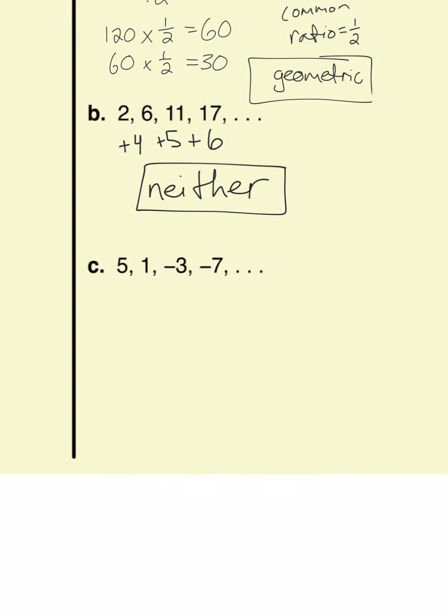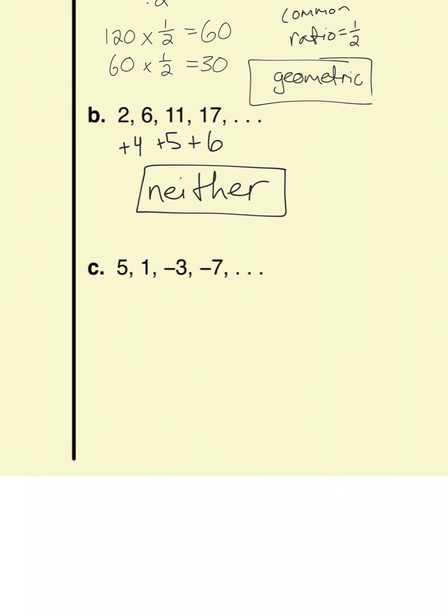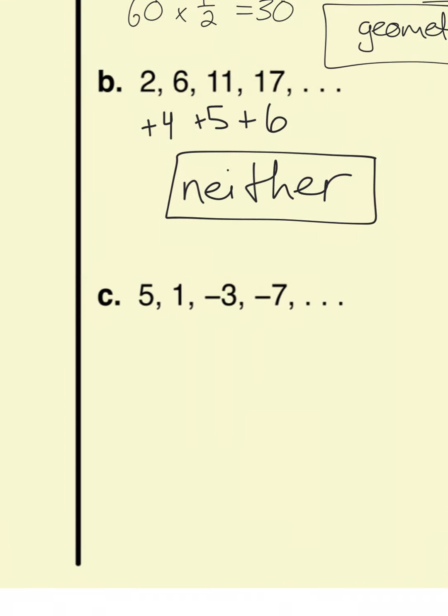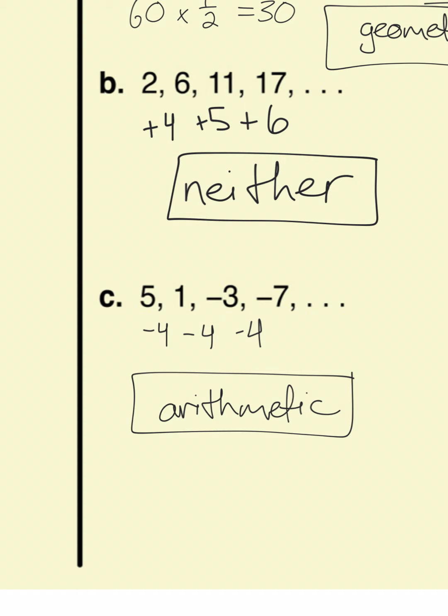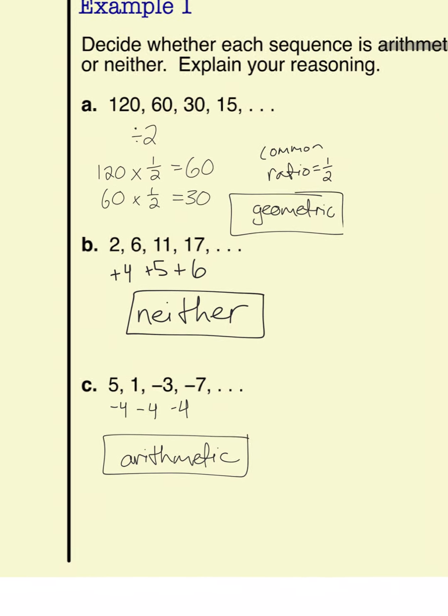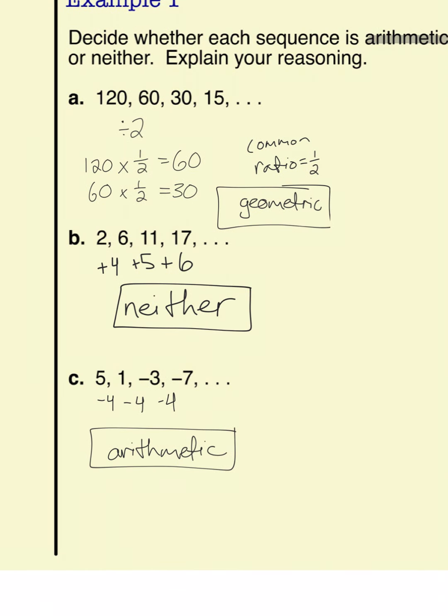All right, and lastly, we have 5, 1, -3, and -7. These do not seem to have a common ratio, so let's find the difference. 5 to 1, it subtracts 4. 1 to -3, it subtracts 4. -3 to -7, it also subtracts 4. So it looks like the common difference is -4, and C would be arithmetic. Zoom out so you can see all of our examples before we move on.